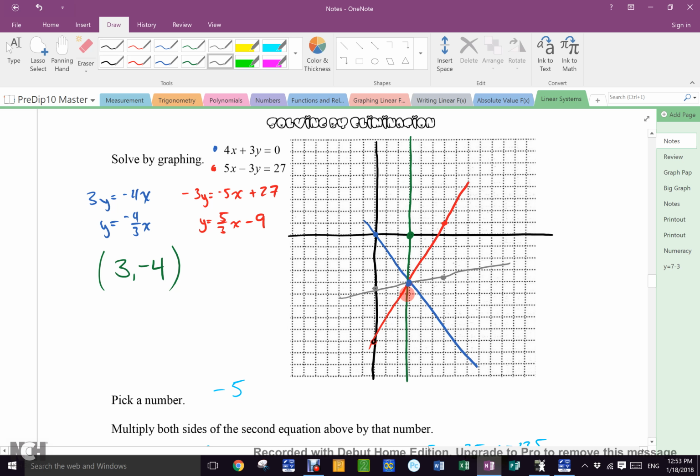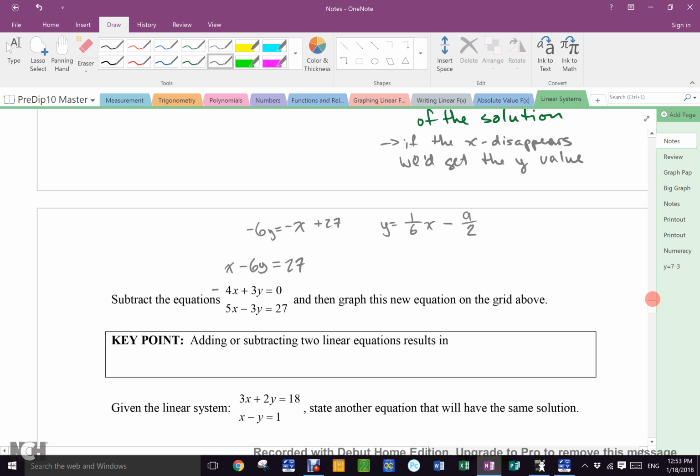It goes through the solution again. So, what does that tell us? That if we subtract and then we add. Adding or subtracting two linear equations results in what? A third equation, which still shares solutions.